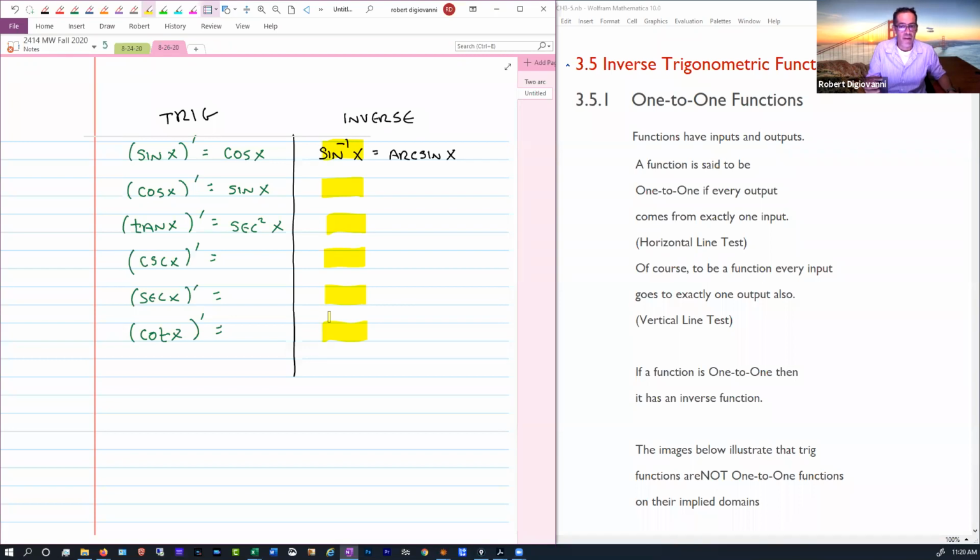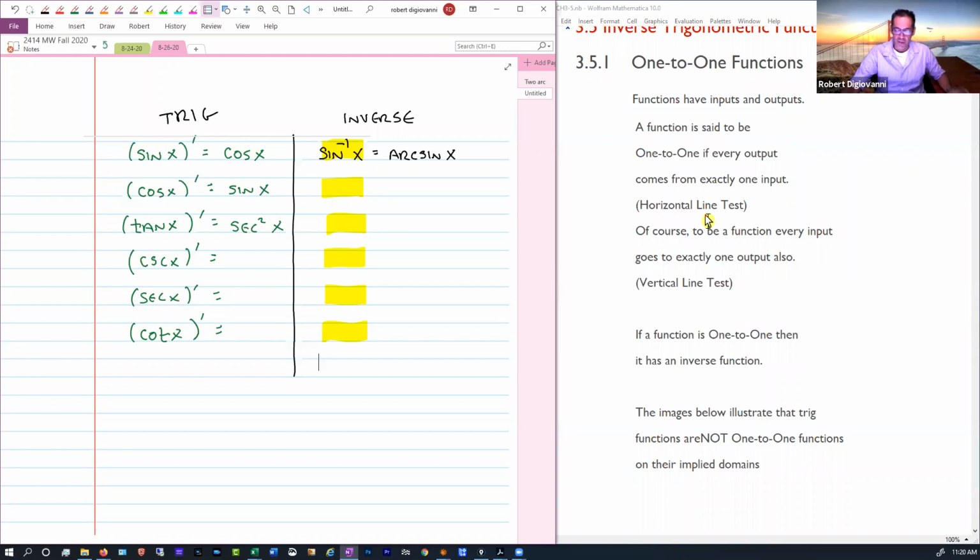And that's what we want to make sure we know today: what are the derivatives of those 6 inverse trig functions. So this first part here, 3.5, is just a review, so I'm going very quickly through this.